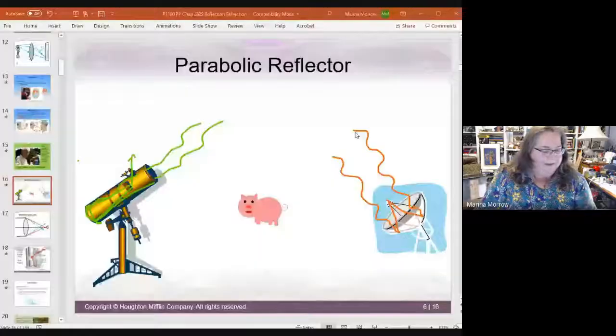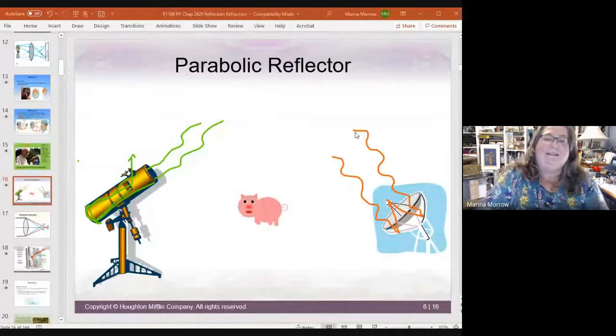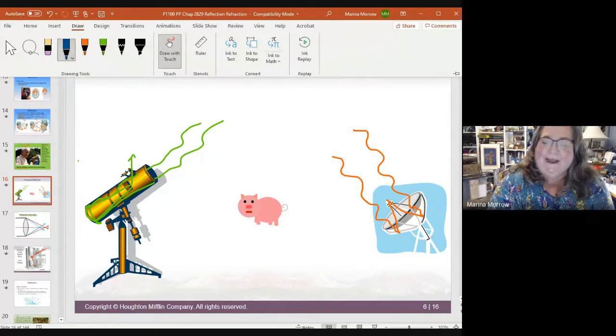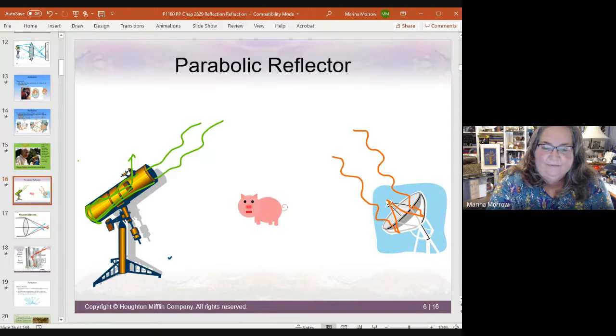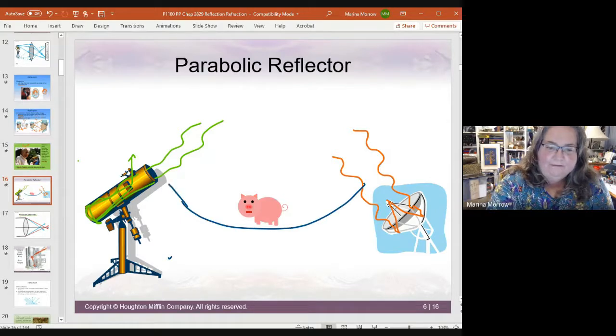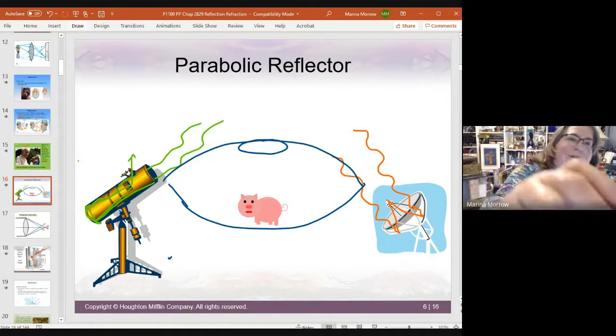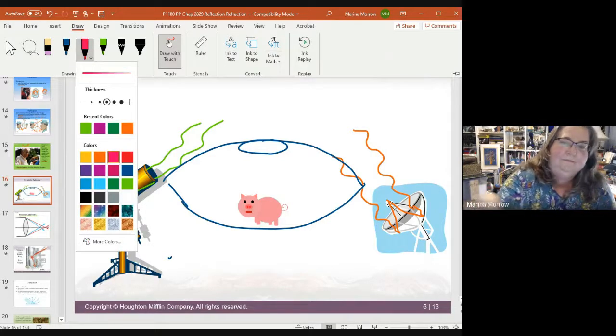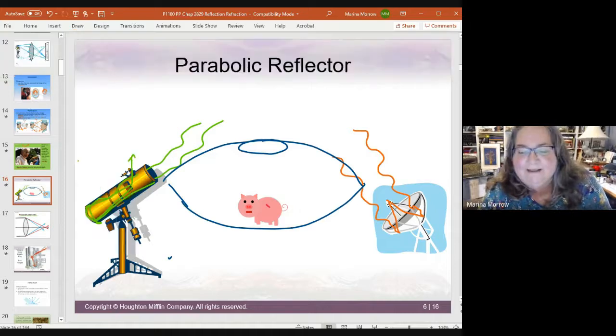Okay, so here we've got our piggy. And as you saw, he is inside some parabolic reflectors. So, dishes shaped like parabolas. There's one, and then there's a second one. The second one has a hole in the top. Okay, so what's happening with the light from the pig? All right, so what's happening is light from this pig is spreading out.